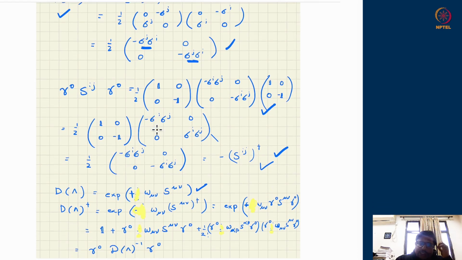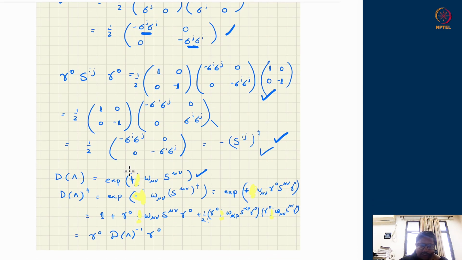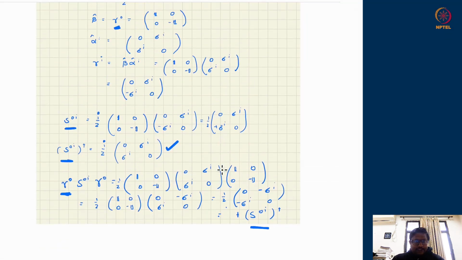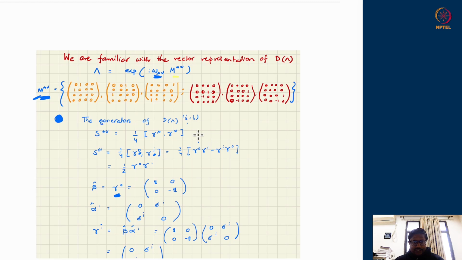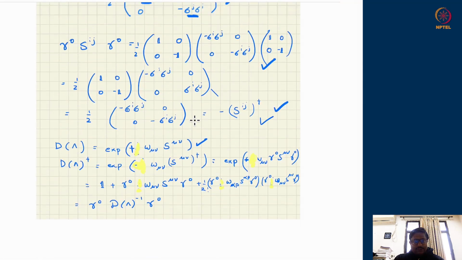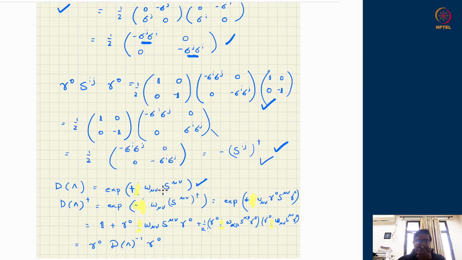Only thing you have to be careful about is that when you insert an iota over here, in order to compensate for that iota's extra insertion, the generator should also accommodate a minus iota somewhere. But since I am going to work with this S mu nu without any iota here, I'm going to use the definition of transformation without iota here as well. Okay. So if this is fine, let us go ahead and see what we get.